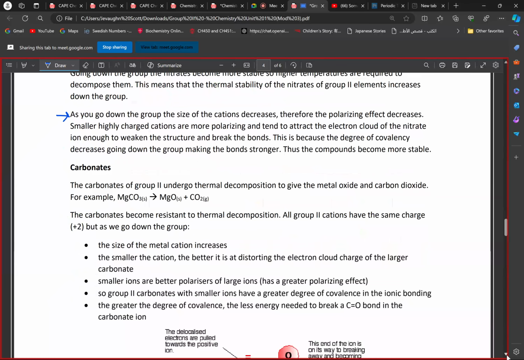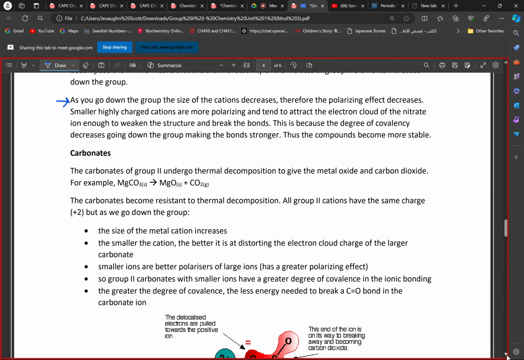Same thing for our carbonates. The carbonates of group 2 undergo thermal decomposition to give us carbon dioxide gas and our oxide. So let's look at this. Group 2 cations have the same charge, 2+, but why do they change? Why does thermal stability change as we go down the group?